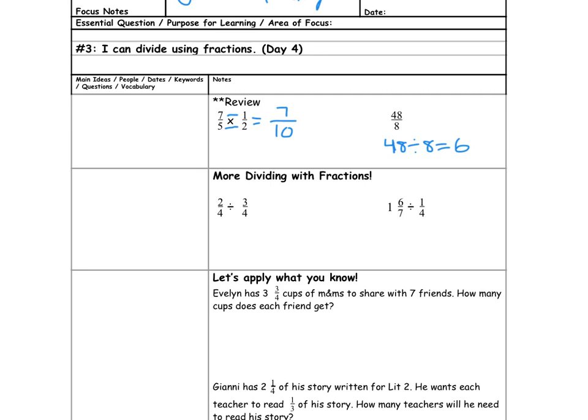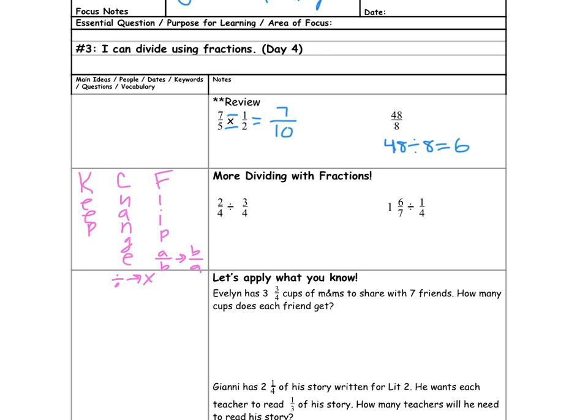I'm going to write our steps off to the side. Keep, change, flip. That's where we're keeping the first fraction. And then we're changing the sign. So I'm going to write division to multiplication. And then we're flipping. So if I have a fraction of a over b, I'm flipping it to b over a. Those are just some random variables that I picked.